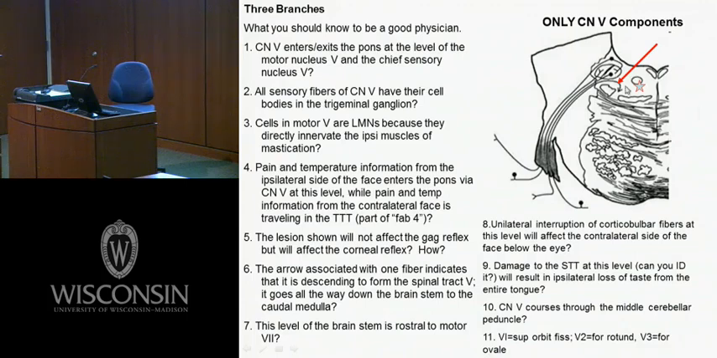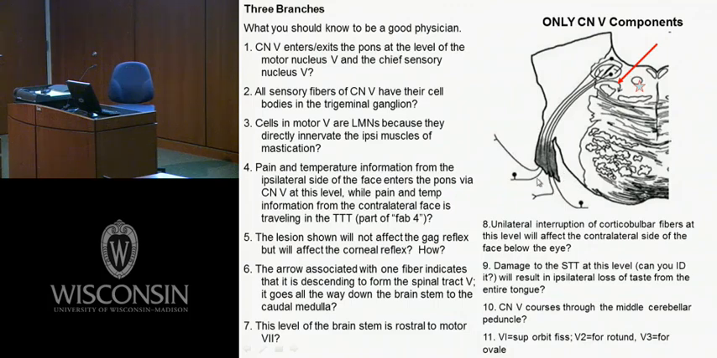Then we got this one right here. We got this lower motor neuron, branchial motor neuron here that's going out to the wonderful muscles of mastication. If you lost this neuron or this nerve, your jaw would deviate to the ipsilateral side.